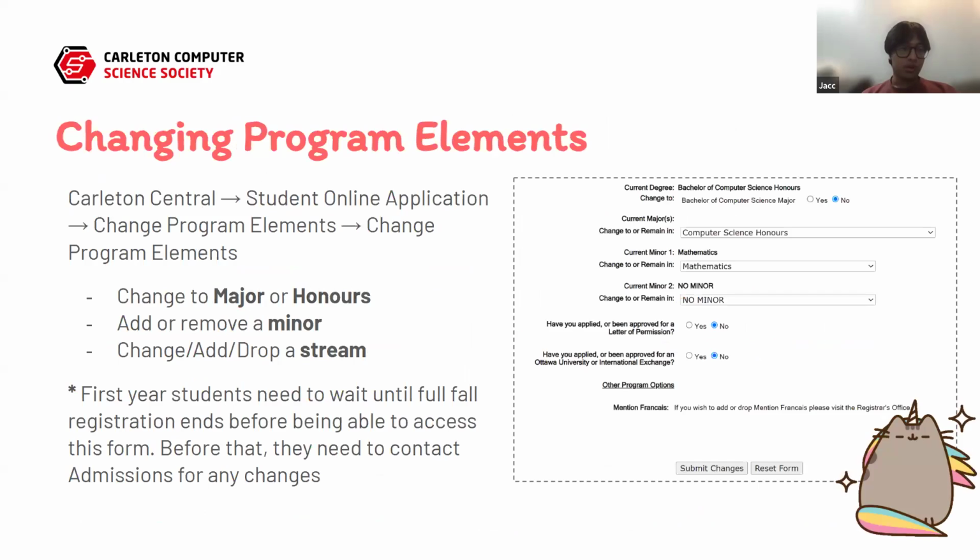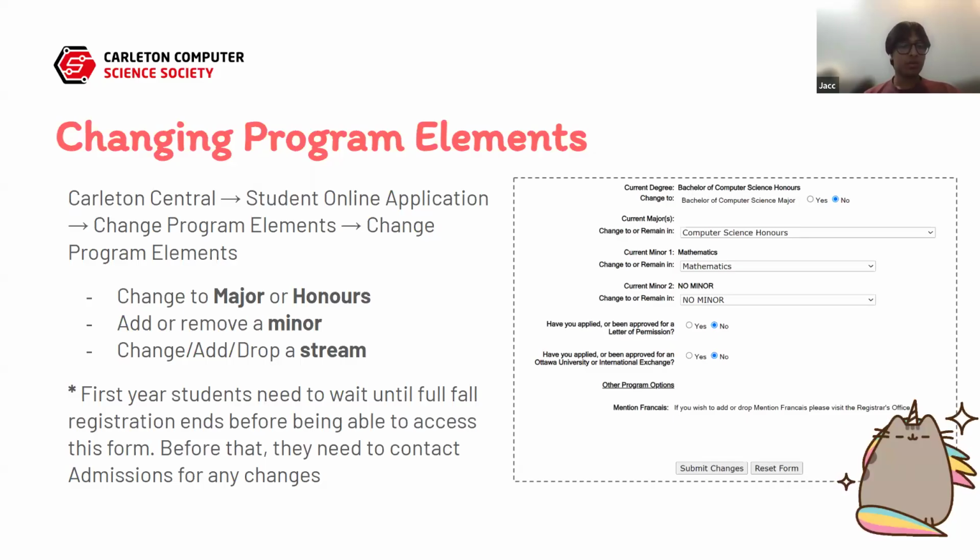So the way you actually do that is again through Carleton Central. In that long list of URLs Riley showed earlier, there's one called Student Online Applications, and then something called Change Program Elements. So you're going to go over there, and then it opens up a form like the image there. So there you can select any changes you want to make. If you, for example, want to change to the major, if you want to change to honors, if you want to add any minors to your degree, if you want to change your stream, and for any other changes that it offers you to make. And then once you've selected all of that, you can submit the request, and then someone will review it, and you'll get a decision to your email within a few days.